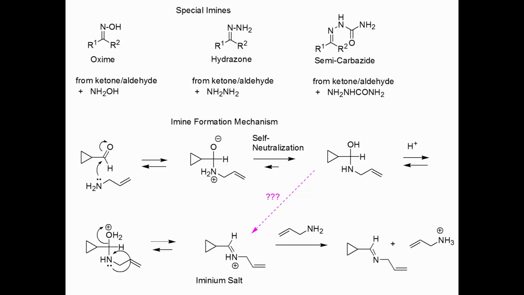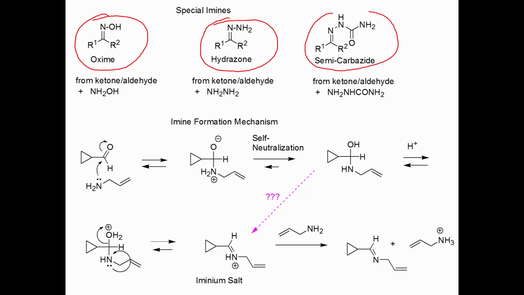This is an oxime, and this derives from a ketone or aldehyde reacting with hydroxylamine as the nucleophile. There is no R group on nitrogen. There's an OH group instead, but the same thing is basically happening. A hydrazone arises from a ketone or aldehyde reacting with hydrazine. Again, there's no R group at nitrogen, but there's another nitrogen here, and this comes along for the ride as well.